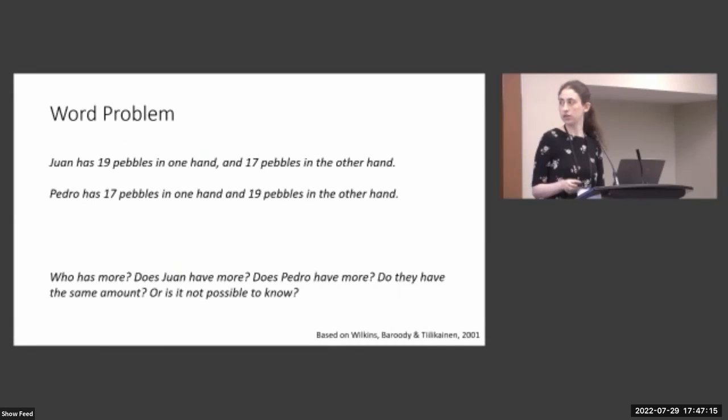depicted there. So an example of a word problem trial would be, Juan has 19 pebbles in one hand and 17 pebbles in the other hand. Pedro has 17 pebbles in one hand and 19 pebbles in the other hand. Who has more? Does Juan have more? Does Pedro have more? Do they have the same amount, or is it not possible to know?